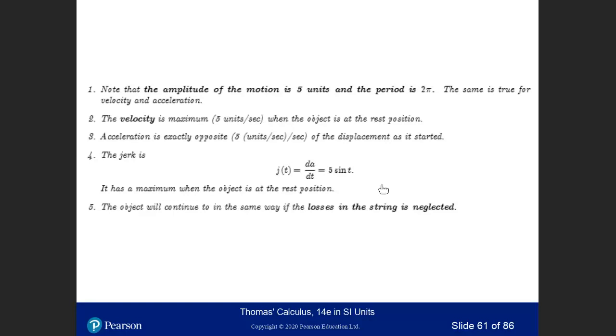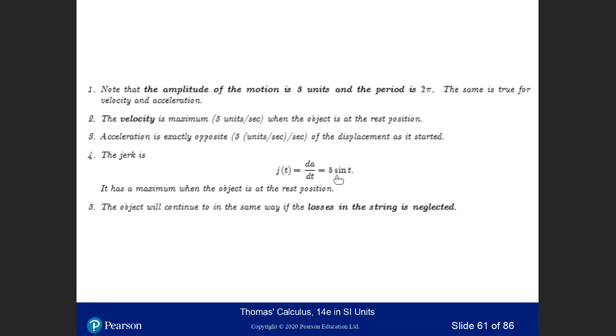Now, the amplitude of the motion is 5 units. So we see the period is 2 pi. Same is true for velocity and acceleration. As we have seen, the velocity is maximum when the object is at its rest position. Acceleration is exactly opposite, because when you pull it down and leave it, that's the maximum acceleration. And the jerk is defined as the derivative of the acceleration, that's 5 sine t again.